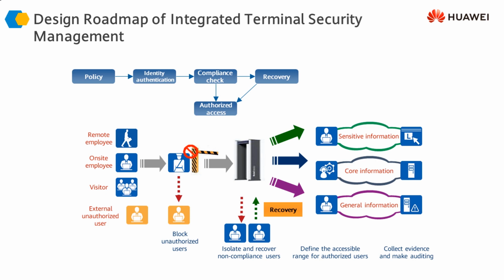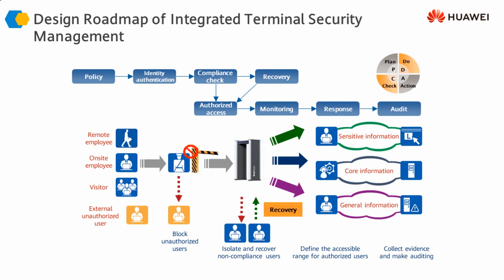However, even after they have access to the infrastructure, their activities are still going to be monitored, and if any anomaly or suspicious behavior is detected, we are going to respond to that, and then we are going to provide audit services. And while doing all that, we follow the plan, do, check, and act life cycle, which we'll see in the next slide.